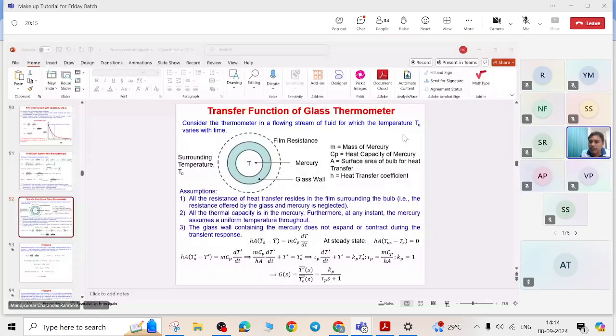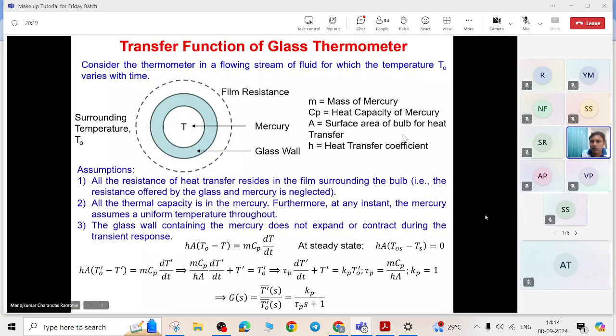This is what we have seen in the class, if you remember. If you have a thermometer like this, where the outside temperature is, let's say, T naught, and the inside temperature is T, we can do a balance here. So we get HA (T naught minus T) equals mCp dT by dt.